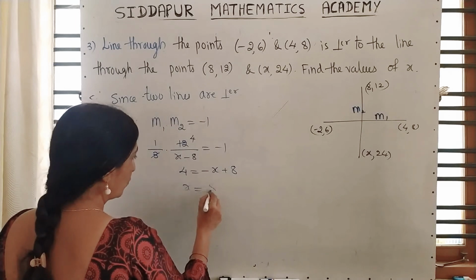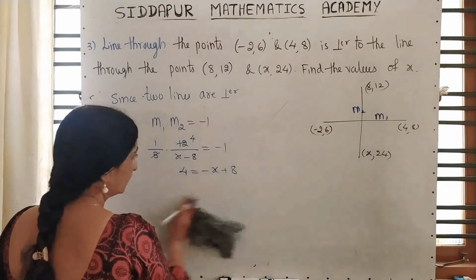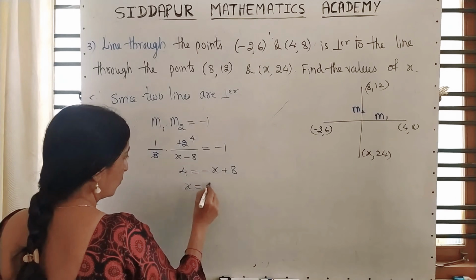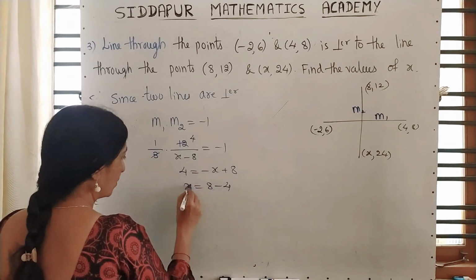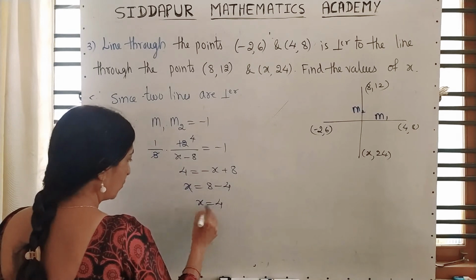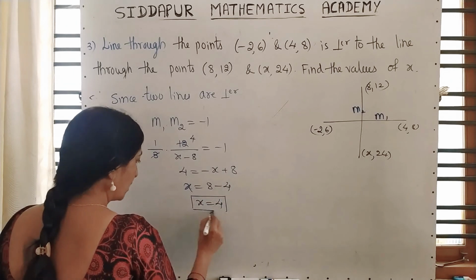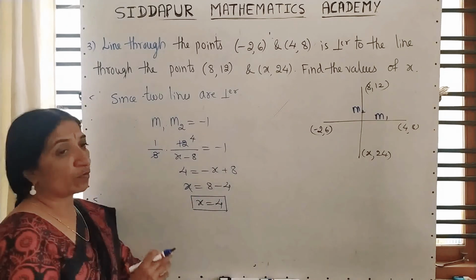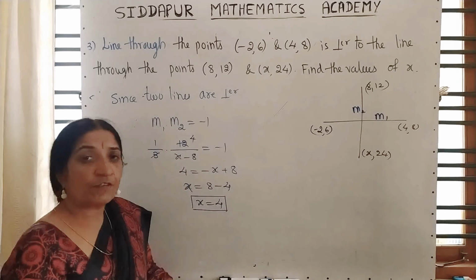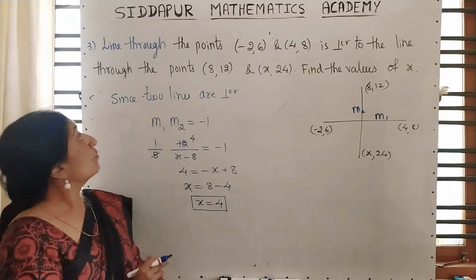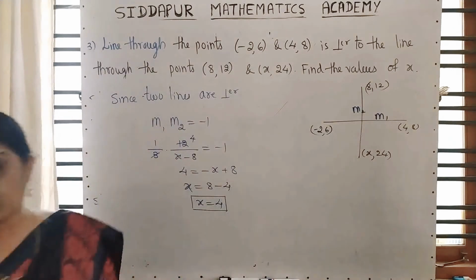x is equal to 8 minus 4. So x is equal to 4. As I told you, to understand the problem, if you understand the problem, half of the solution comes there only. Moving to the next example, that is the fourth one.